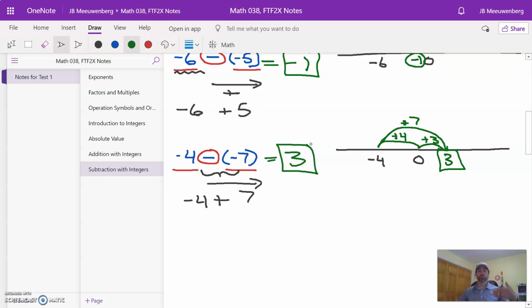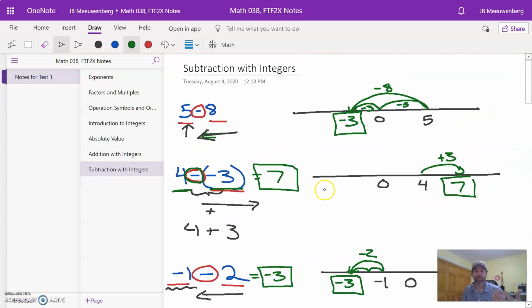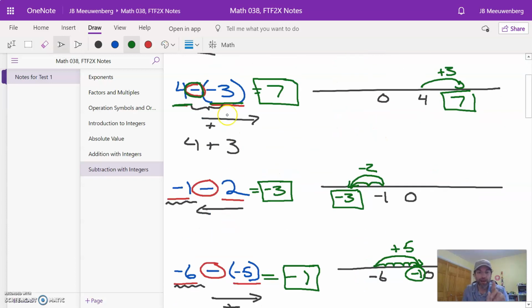And if we want to relate that to money, think about you are $4 in debt, and then you take away $7 of debt. I took away all my debt, plus $3 more, so now I'm in the positive land. So again, subtraction with integers, use the number line. When you have minus a negative, you actually go to the right. You're going to be adding that number.